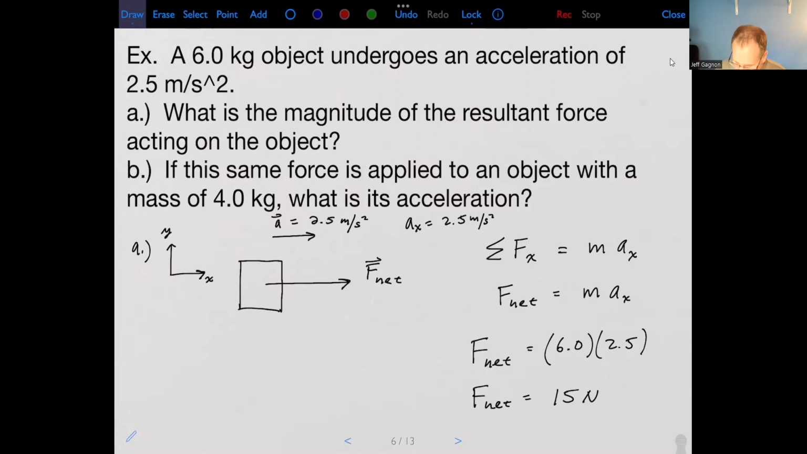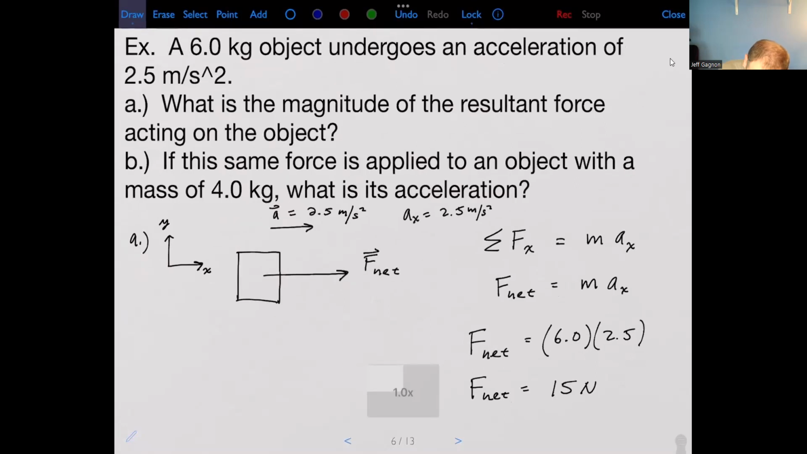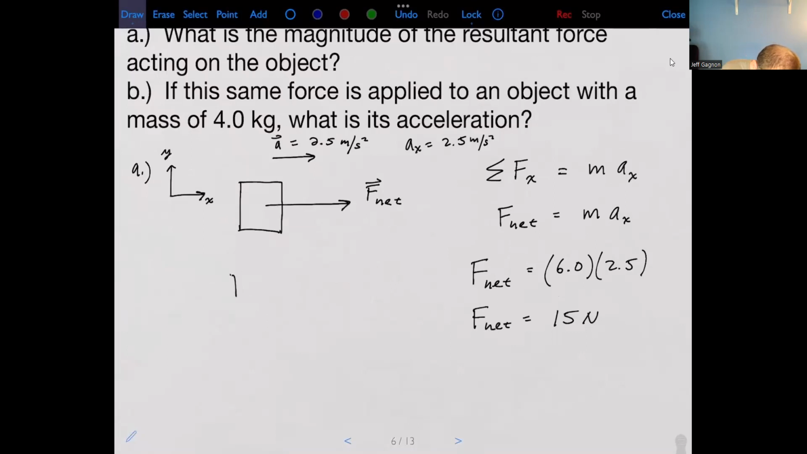Now, just to save space, I didn't write in the units when I'm working on a problem. Some people like to do that. You can if you want to. So in other words, you could have written this out. I'll do it more carefully here.